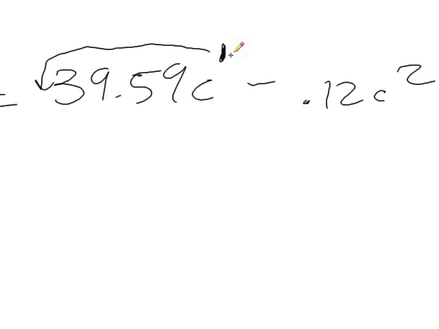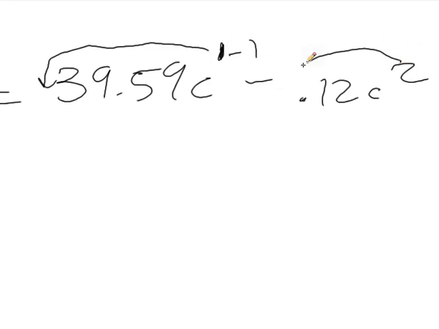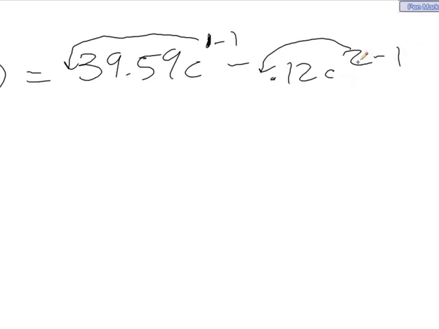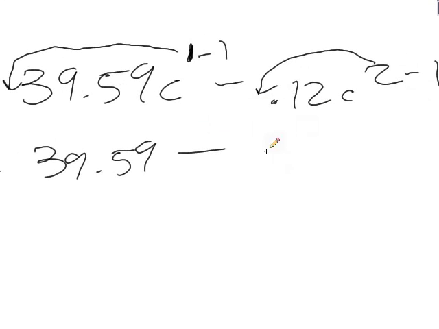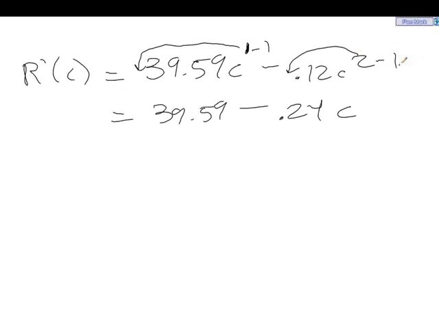I'm going to multiply by 1, subtract 1. I'm going to multiply by 2, subtract 1. And so I get 39.59, C to the 0 is 1, so I'm not going to put that down. 2 times negative 0.12 is negative 0.24. 2 minus 1 is 1, so I just get 39.59 minus 0.24C. And if you prefer, negative 0.24C plus 39.59.